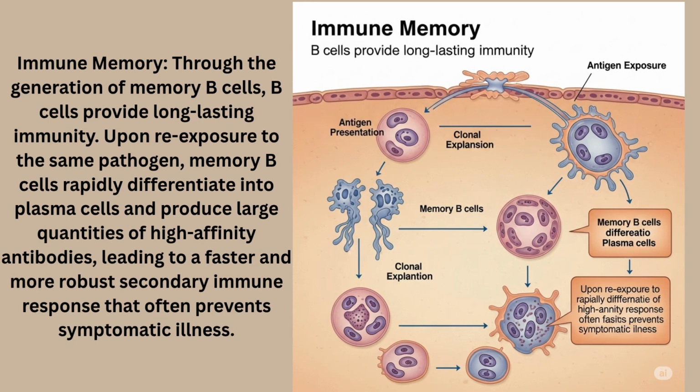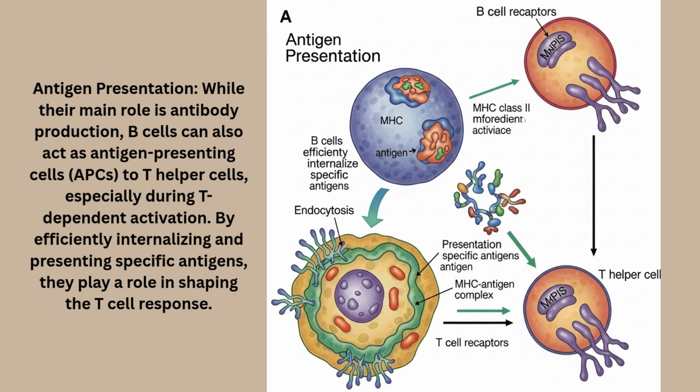Immune memory. The generation of memory B cells provides long-lasting immunity. Upon re-exposure to the same pathogen, memory B cells rapidly differentiate into plasma cells and produce large quantities of high-affinity antibodies, leading to a faster and more robust secondary immune response that often prevents symptomatic illness.